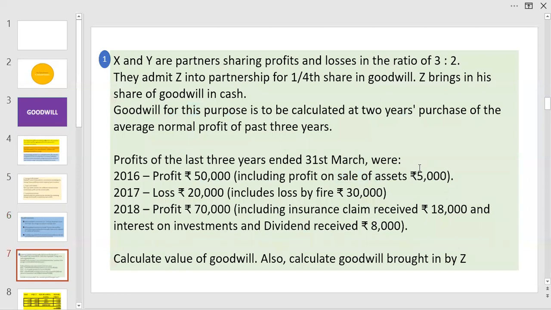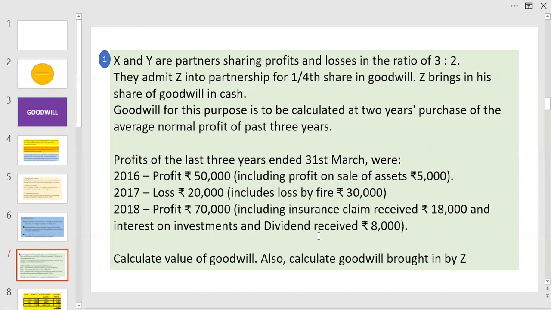Illustration 1. X and Y are partners sharing profits and losses in the ratio of 3:2. They admit Z into partnership for 1/4 share in goodwill. Z brings in his share of capital in cash. Goodwill for this purpose is to be calculated at 2 years purchase of average normal profit of the past 3 years. We are required to calculate the value of goodwill and also 1/4 share of Z.